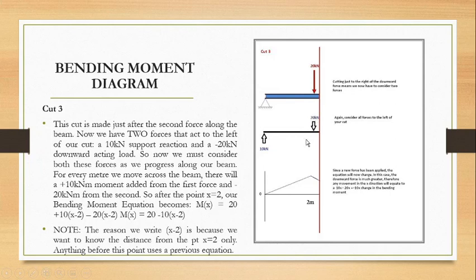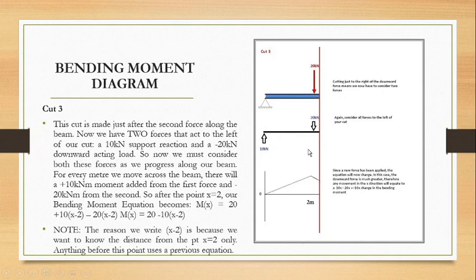Now we must consider both these forces as we progress along our beam. Till here we have already calculated that the moment is 20 kilonewton meter. So for every meter we move across the beam, there will be a plus 10 kilonewton meter moment added from the first force and a minus 20 kilonewton meter from the second force.